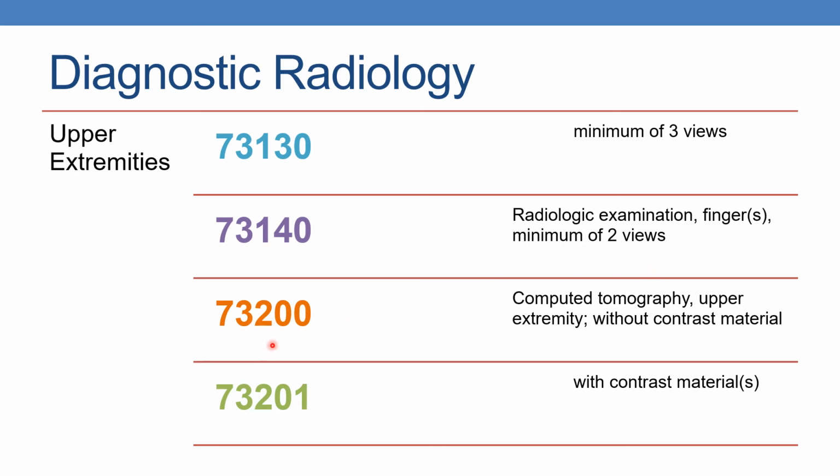The next is 73200, CT upper extremity without contrast. 73201 is CT upper extremity with contrast.